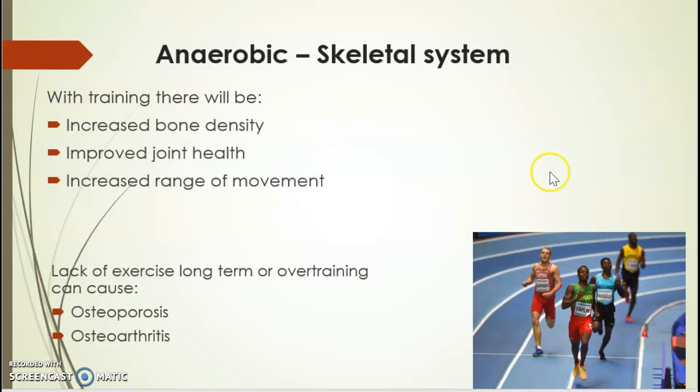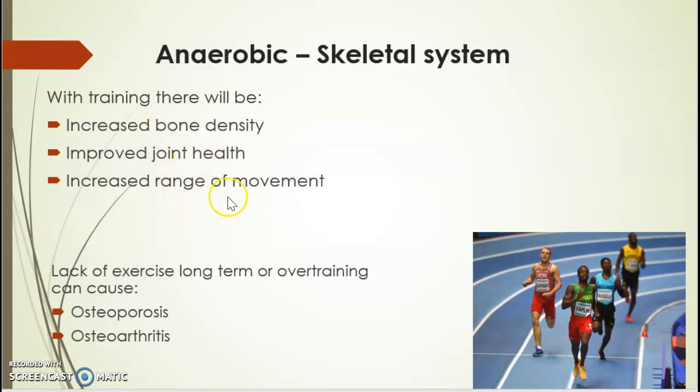For a 400-meter runner, with increased bone density and increased joint health, that means they can train better and have a reduced chance of injury. Over time, as there's less chance of injury, they can train more as well, meaning that eventually they would get a quicker time.